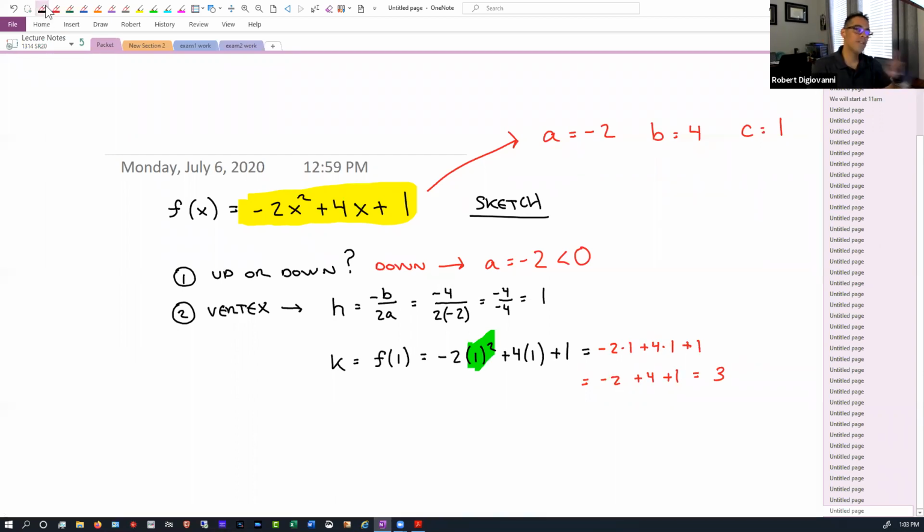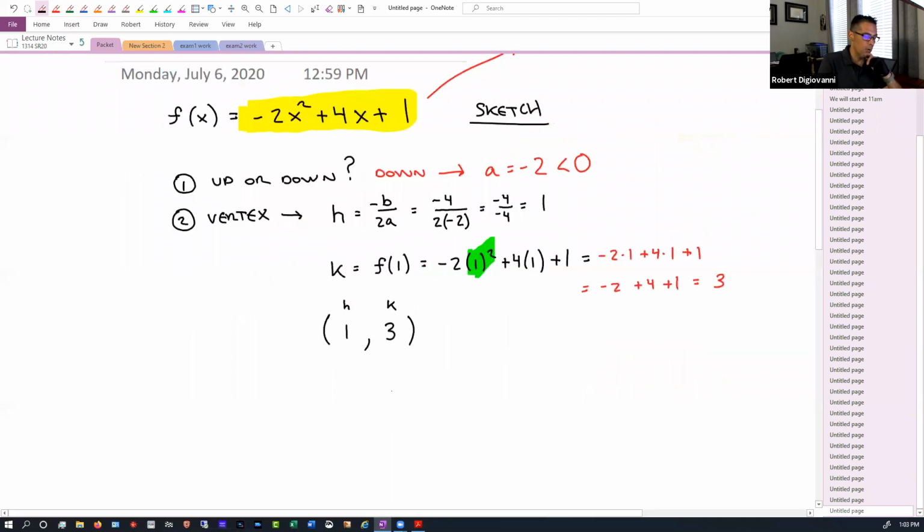So remember, the vertex is a point. And what we're saying is that if you look at this point on the graph, it's the point (1, 3), right? This was h and this was k. So that is an actual point that we can plot on the graph. Any questions on the vertex? Okay, what was the next step?